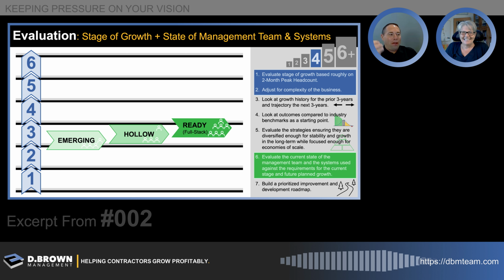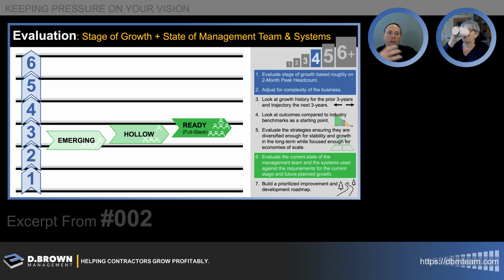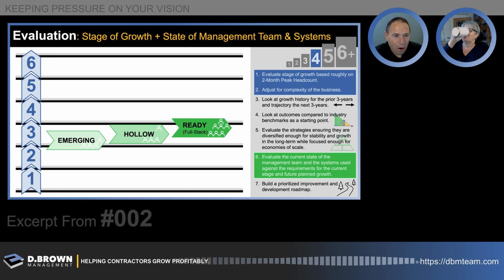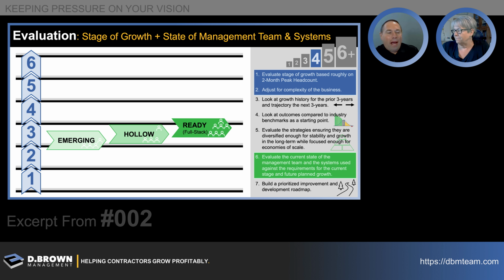You can't compare the overhead of a commercial general contractor to a civil contractor. It's just not even the same. It's just dumb to make that comparison. But unfortunately, without the context, it's hard to look at. I'm like, yeah, they also don't have a $50 million fleet.